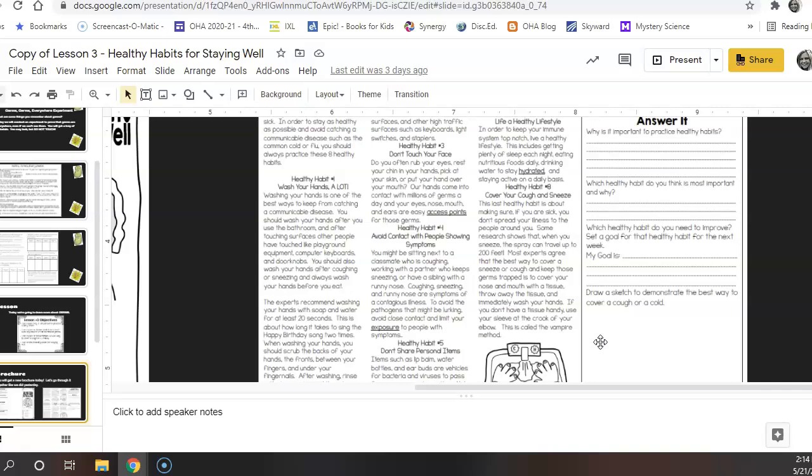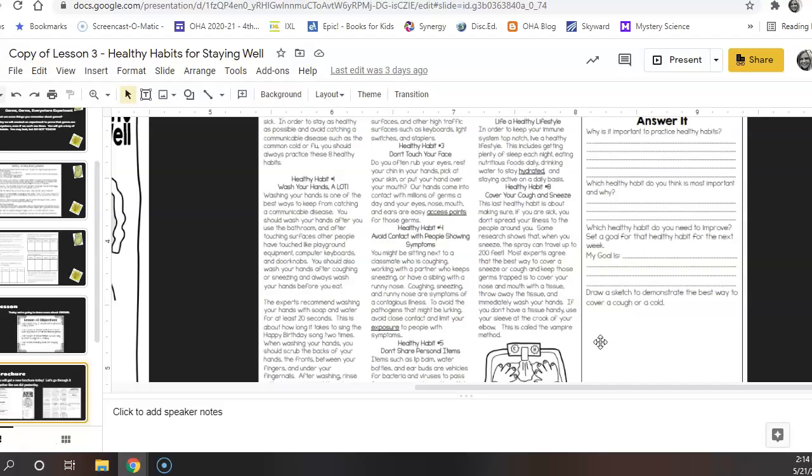This last healthy habit is about making sure if you are sick, you don't spread your illness to the people around you. Some research shows that when you sneeze, the spray can travel up to 200 feet. Most experts agree that the best way to cover a sneeze or cough and keep those germs trapped is to cover your nose and mouth with a tissue. Throw away the tissue and immediately wash your hands.